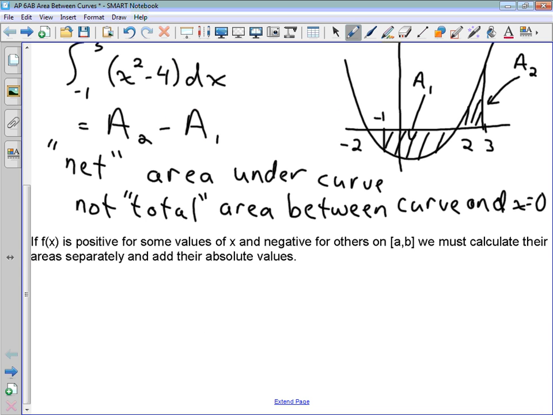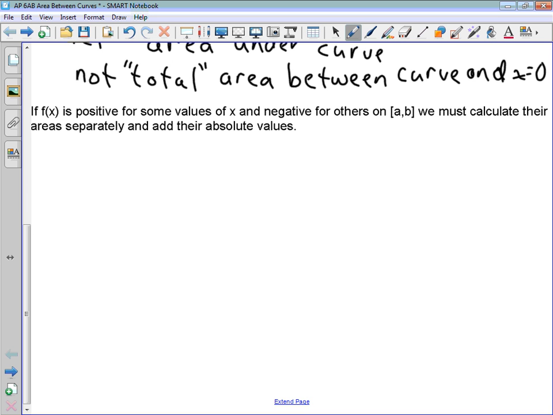So here's the problem that we have: f of x, our function, is positive for some values of x and negative for others on this interval from a to b. Basically, it means that at some point between the two points that we want to integrate between, our function changes from positive to negative. So we have a positive area and a negative area. What should we do in this case? Well, we should calculate their areas separately, take the absolute value, making both of them positive, and then add them together. So let's go ahead and do that for this example.